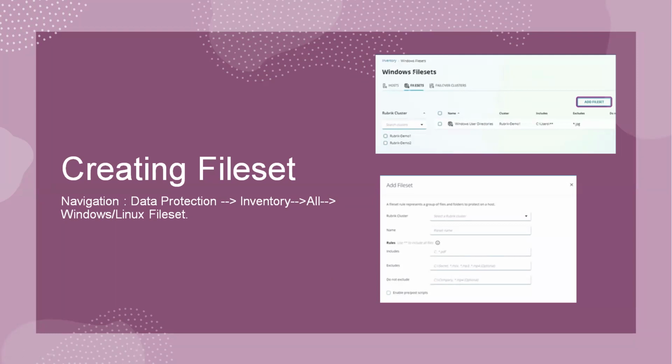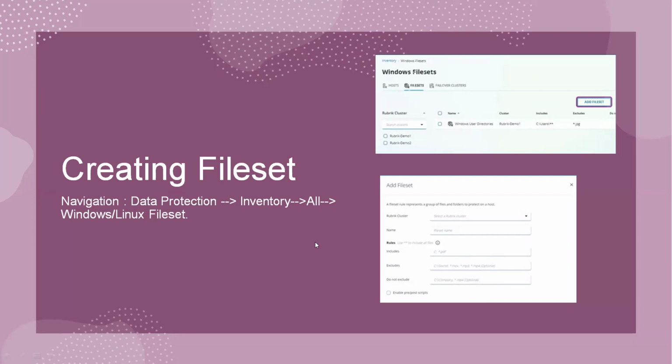For excludes, if database level backup is already configured, then we can exclude those .ldf, .mdf, and .bak files from here. And suppose we excluded .bak files, but I don't want to exclude a few of the .bak files, then we can mention those names here, and it will not exclude those files.